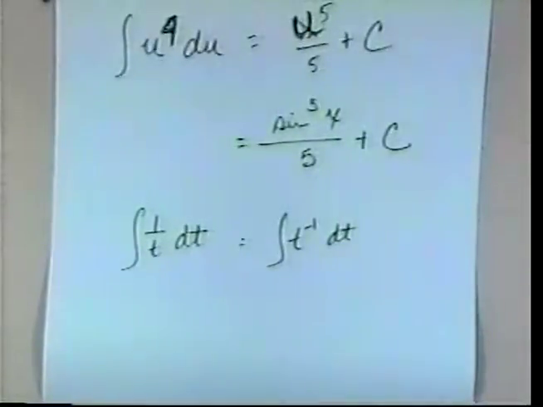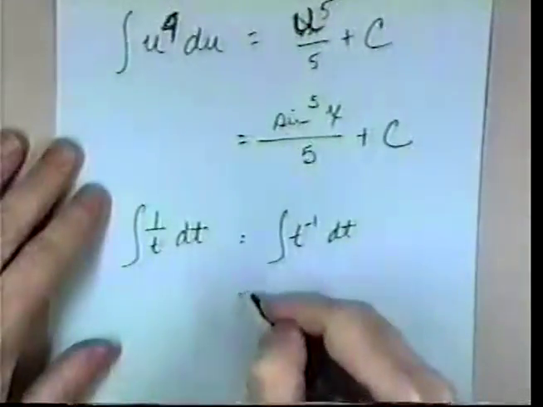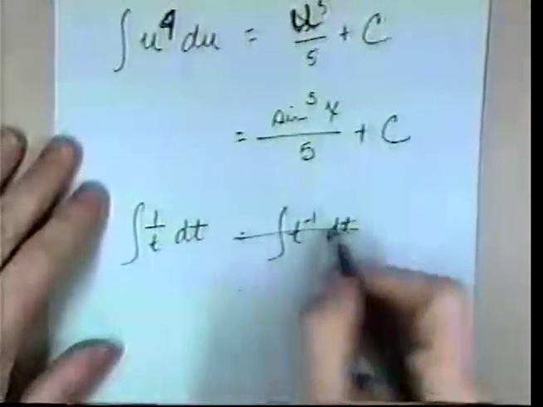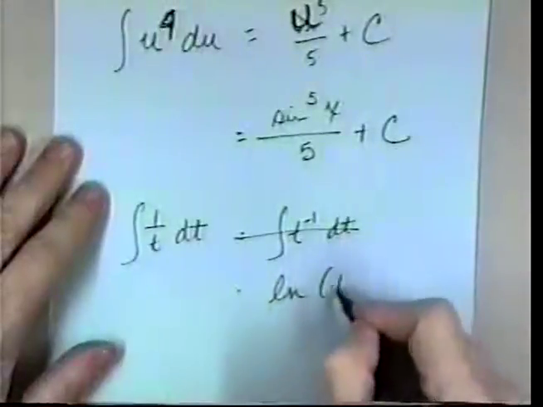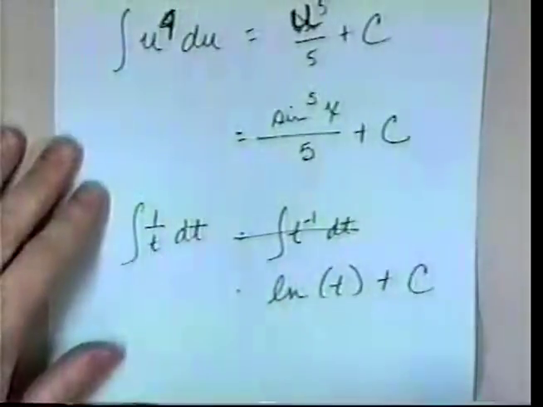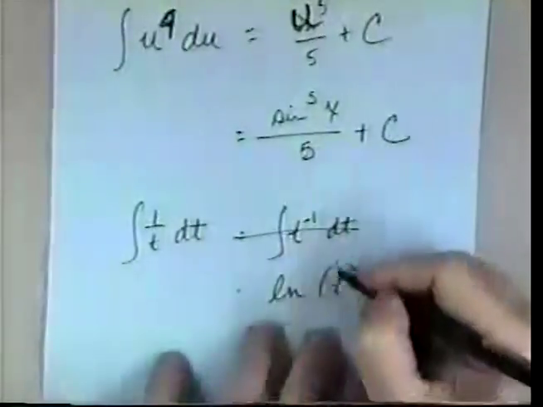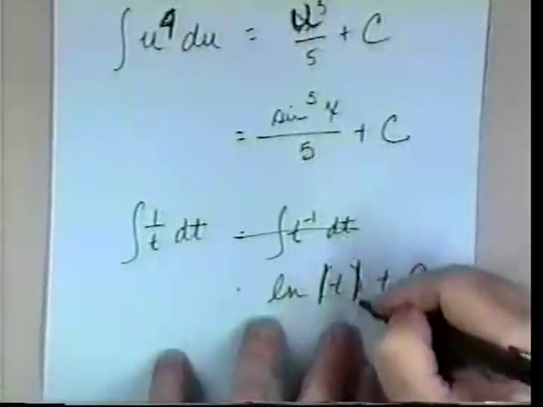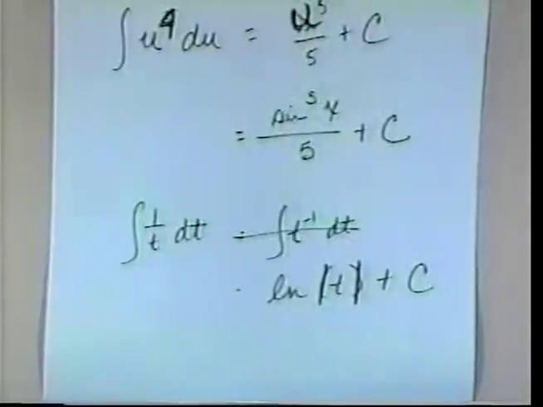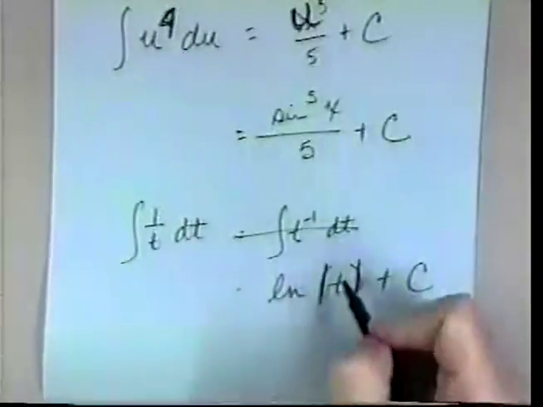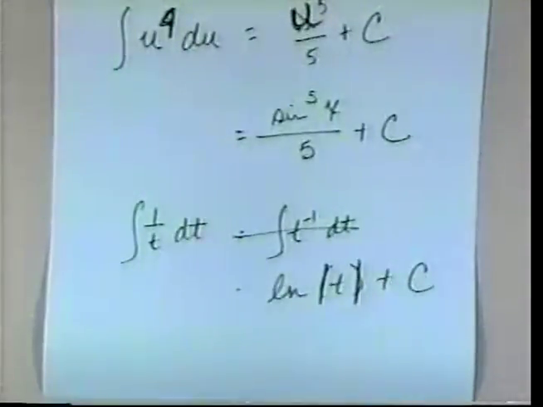So do you remember what the antiderivative of 1 over t is, I hope? It is, in fact, the natural log of t plus, of course, a constant. It's an absolute value, because remember, the log function only works for values greater than 0.